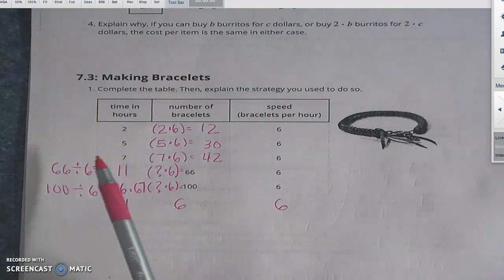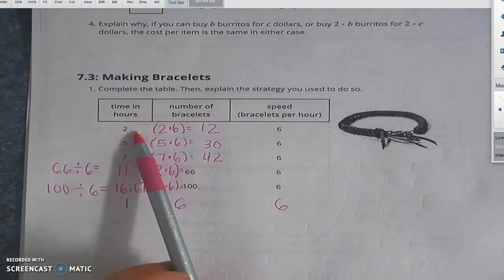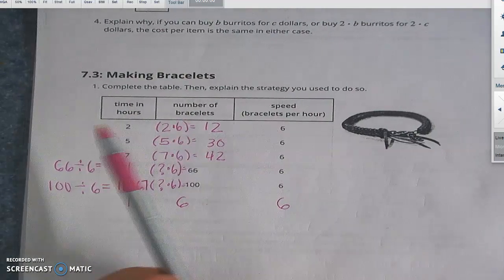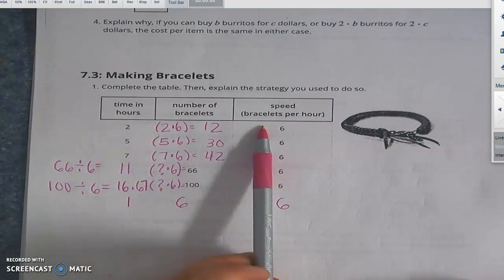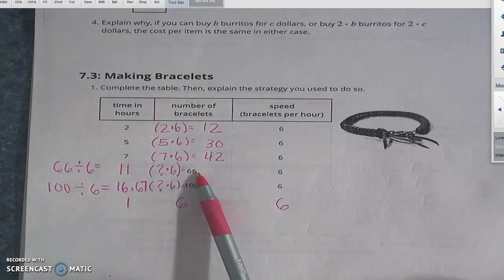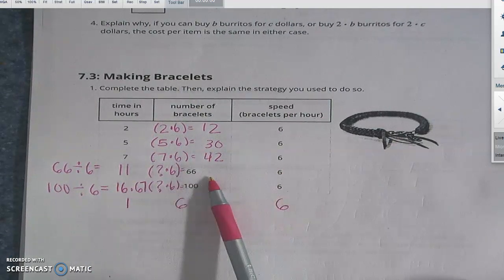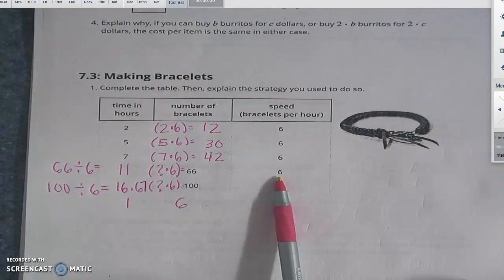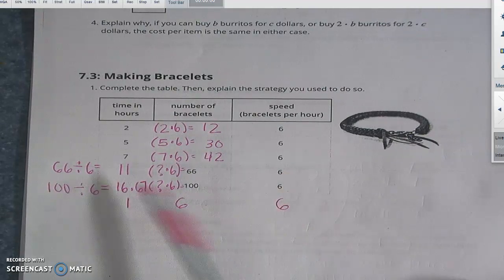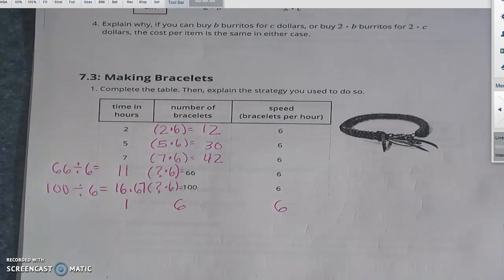So when we know the time and we know our unit rate, we can do the time times our unit rate to get the number of bracelets. When we know the number of bracelets and we know our unit rate, we can do number of bracelets divided by the unit rate to get our time in hours.